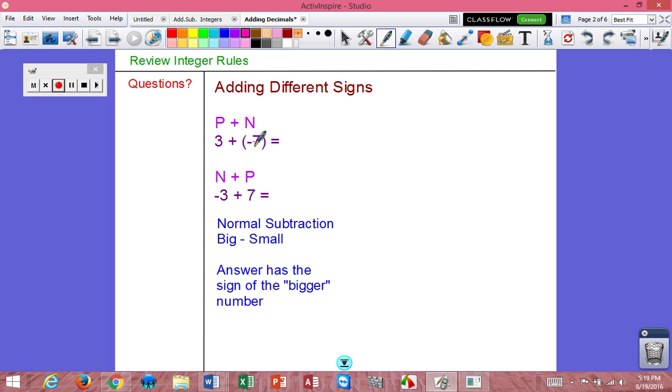So a simple way to do this is just to think of these numbers as if they were both positive. So we have a 3 and a 7. If we were to subtract those, 7 minus 3 like normal, it would just be 4. Now, since 7 would be bigger if it was positive, we know that that's going to determine the sign of our answer. So that means our answer has to be a negative 4. And let me show you this on a number line.